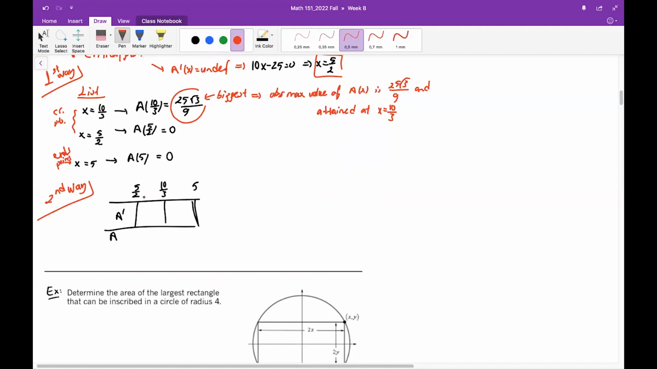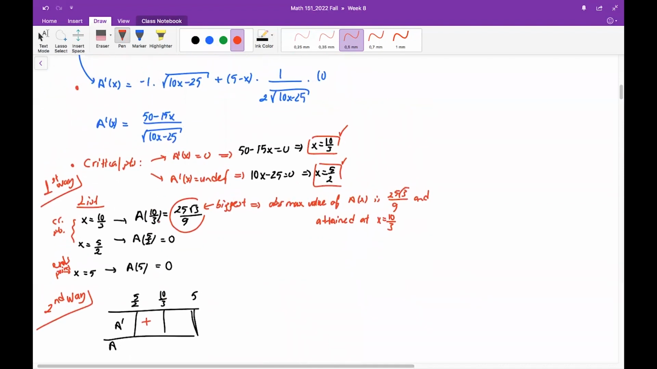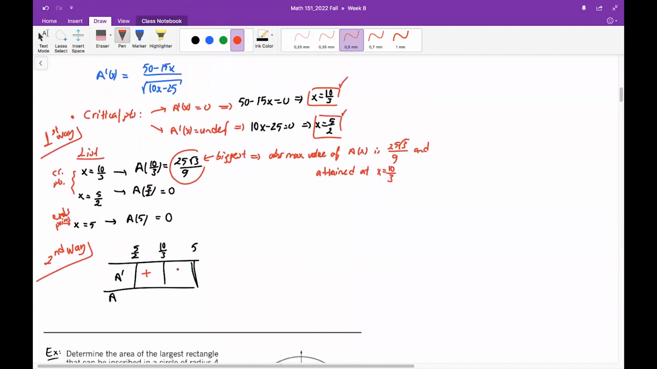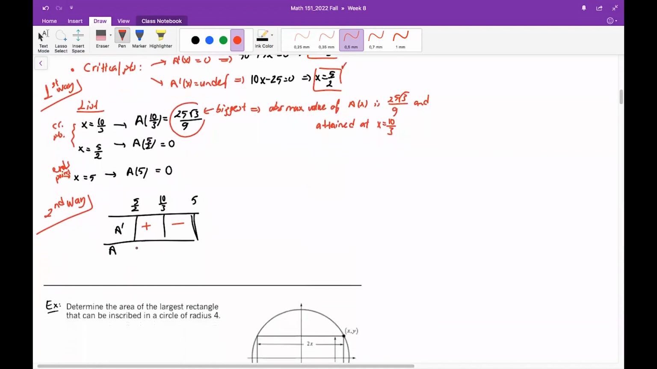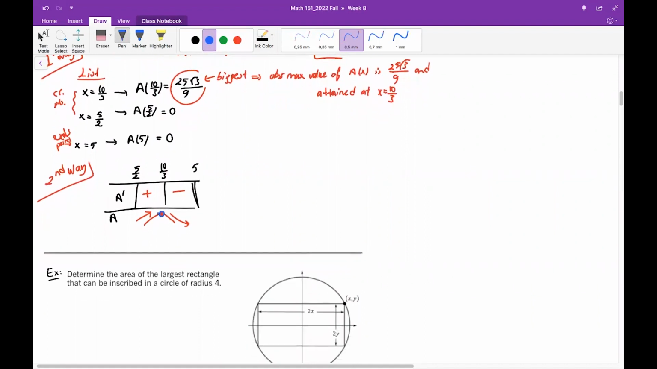So between 5 over 2 and 10 over 3, the first derivative takes positive values. You can easily check this by trying some value. And here it takes negative values. If the first derivative is positive, A is increasing. If the first derivative is negative, A is decreasing. Meaning that some shape like this happens for your area function.